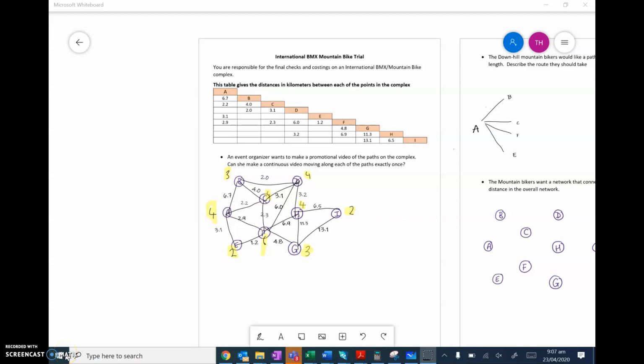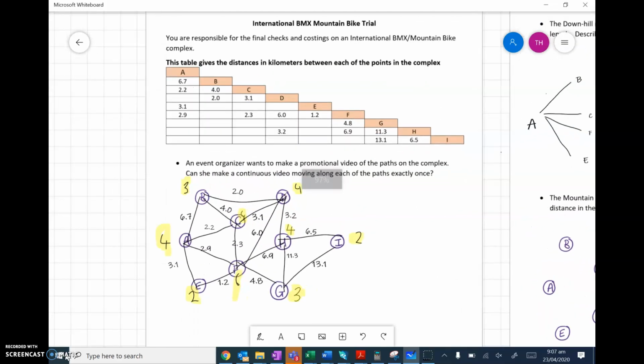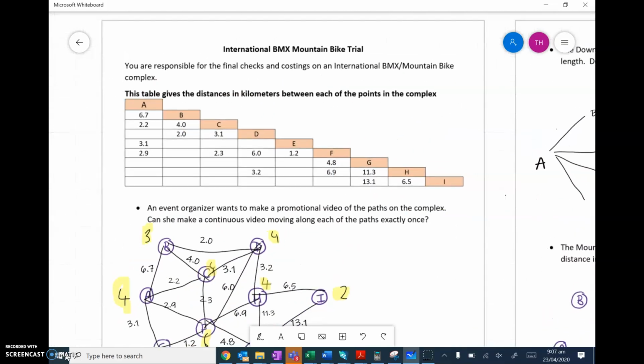Okay, I just want to talk about this BMX task and some of the mistakes that I've seen happening in your work. So I'm going to partly do it in the video and partly just talk about it. The first question gives you a table of values and asks: an event organizer wants to make a promotional video of the paths on the complex. Can she make a continuous video moving along each of the paths exactly once?